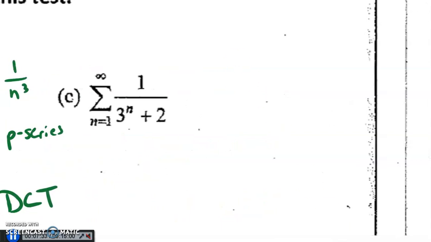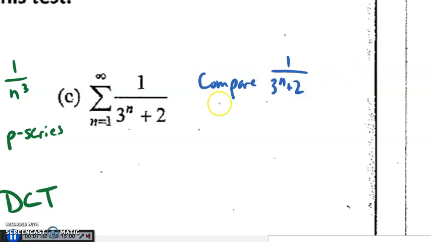Okay, so again, this one looks very similar to a geometric series in this case. Compare the given sequence of values, 1 over 3 to the n plus 2, to, again, that plus 2. This is that extra piece that we don't like. We're just going to take that out. We're going to compare these. Once again, we see that that plus 2 makes this fraction smaller than the easier one.